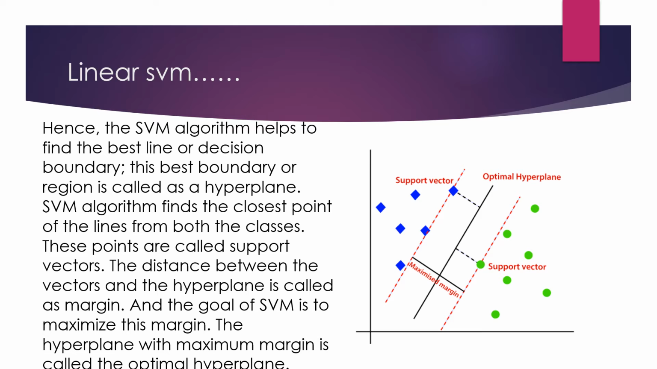This best boundary or region is called a hyperplane. The SVM algorithm finds the closest points of the lines from both the classes. These points are called support vectors. The distance between the vectors and the hyperplane is called the margin. The goal of SVM is to maximize this margin. The hyperplane with the maximum margin is called the optimal hyperplane.